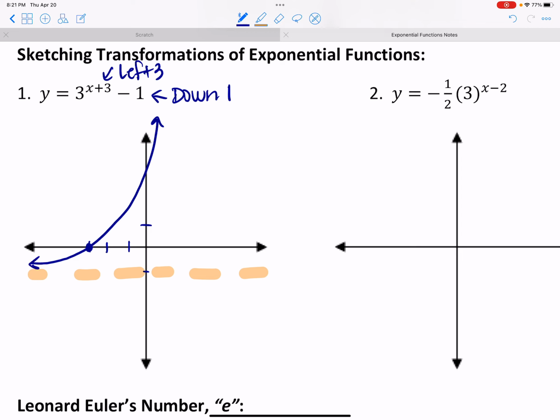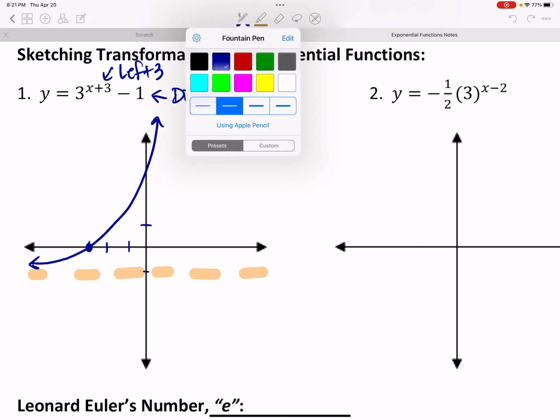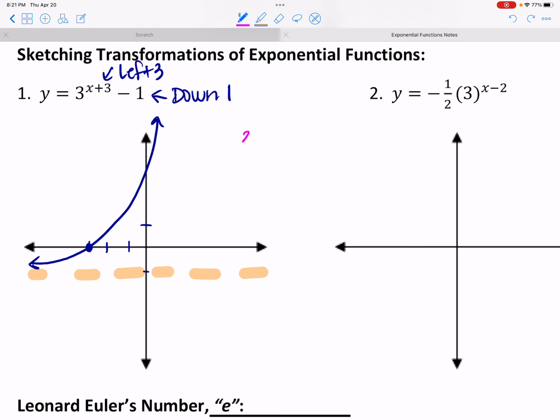Now I'm not really concerned about this point where it touches the y-axis, although if I wanted to find it, I should be able to. To find a y-intercept, you put a 0 in for x. So just quickly, again, if I wanted to, 3 to the 0 plus 3 minus 1. So that would be 3 to the third power, 27, minus 1 would be 26. If I needed to, I could say, okay, this point is at 0 and 26. Now, I'm not super concerned with that, but just know that you should be able to find that if you needed to.